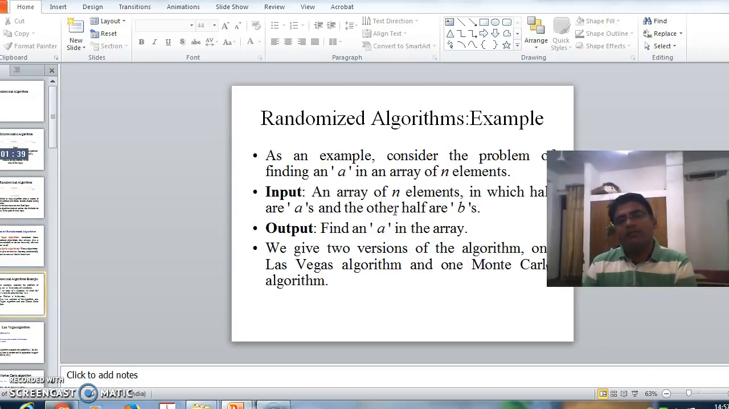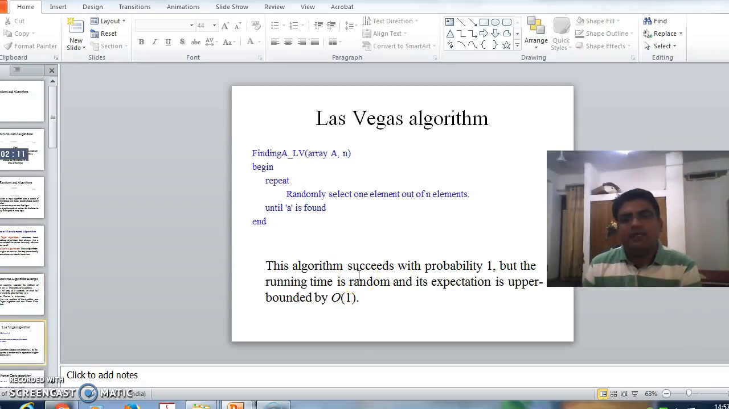Now we'll take one example of a randomized algorithm. Suppose, as an example, consider the problem of finding A in an array of n elements. So the input will be an array of n elements in which half are A's and the other half are B's, and we need to find the number A in the array. So now we'll see how this problem can be solved by using first a Las Vegas and second a Monte Carlo algorithm. So first we'll go with the Las Vegas algorithm.